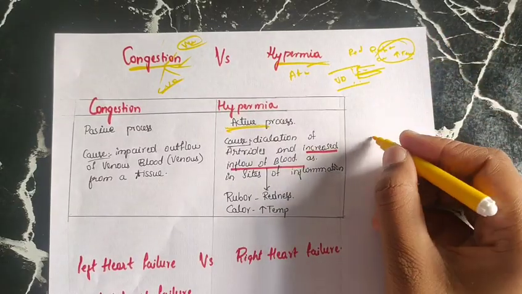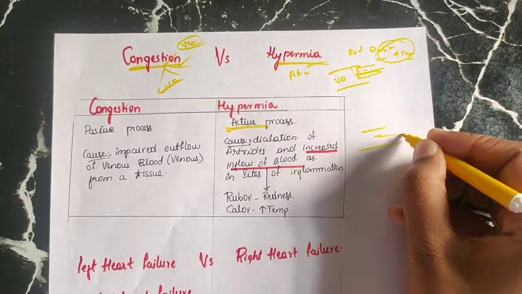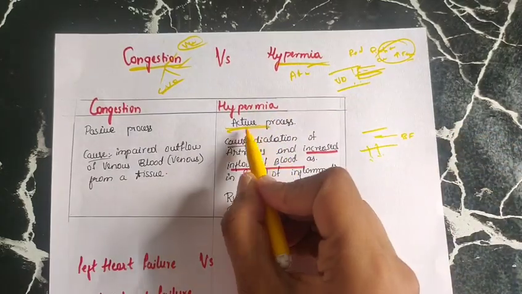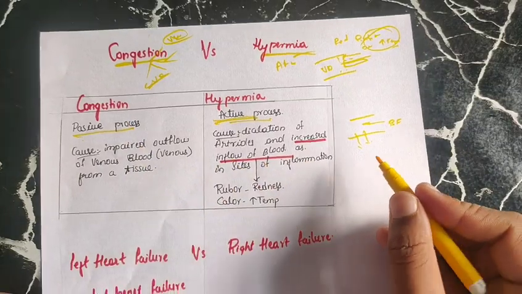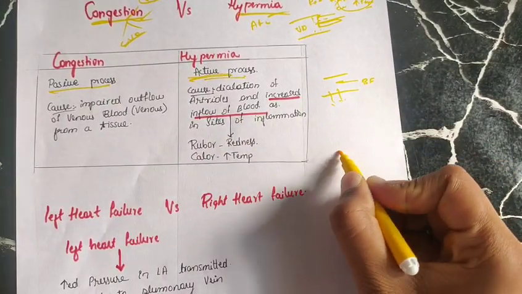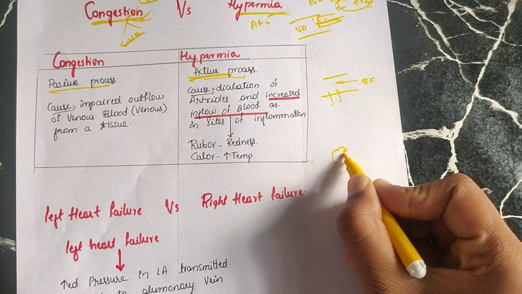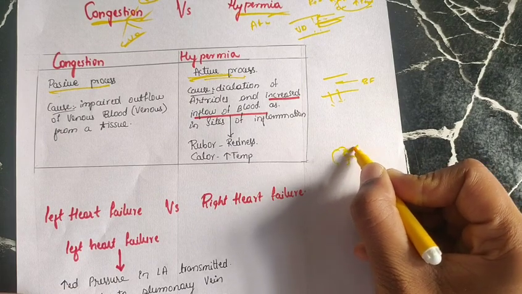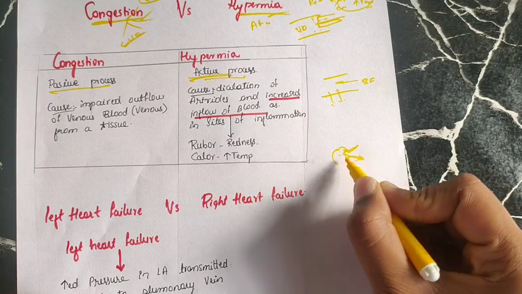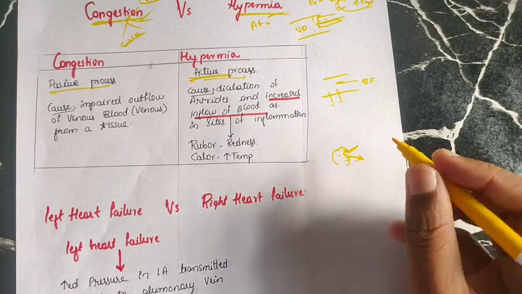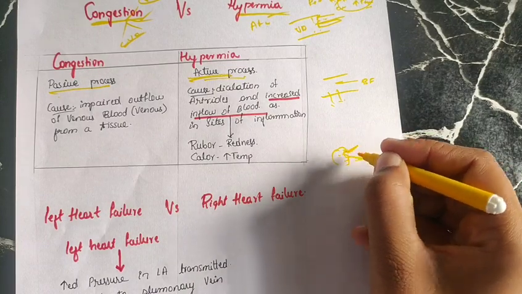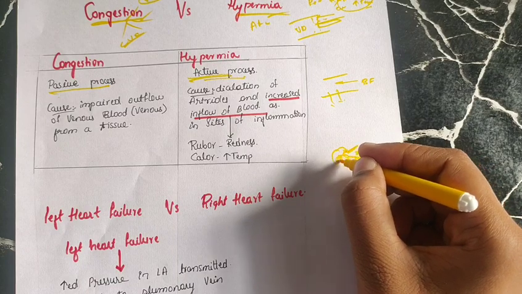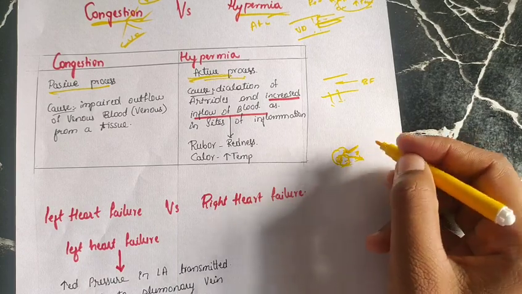You have seen that during inflammation there will be vasodilation, increased blood flow, and increased vascular permeability. All this you can see in hyperemia, which is an active process, whereas congestion is a passive process. Consider this as a tissue, a kidney. There will be a renal artery and a renal vein. The renal artery brings blood to the kidney, whereas the renal vein drains the blood back into the inferior vena cava. The artery gives the blood, but in the vein there will be congestion, so venous blood accumulates inside the kidney. This is called congestion.